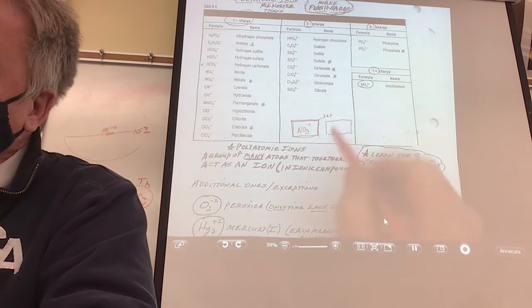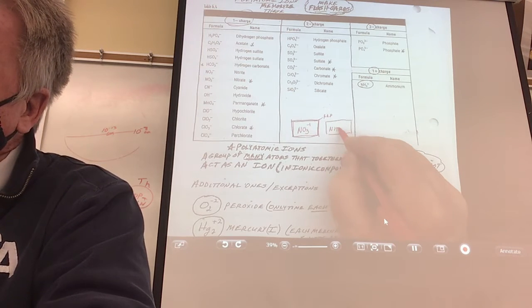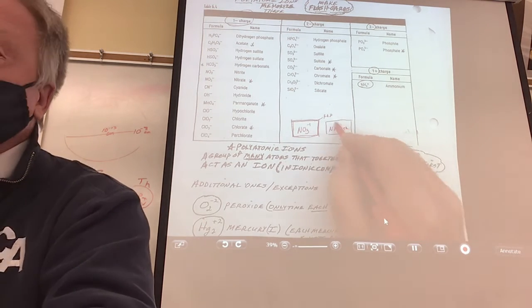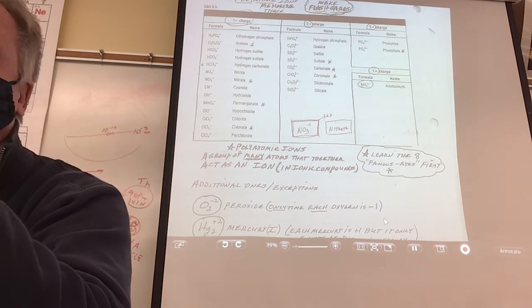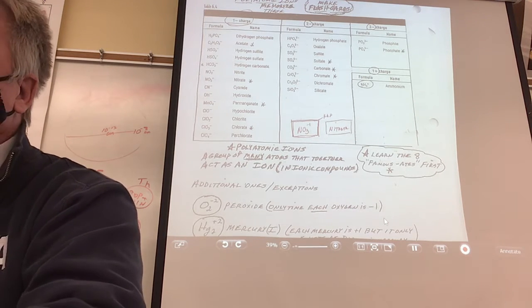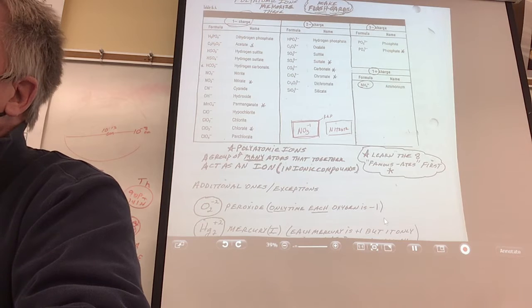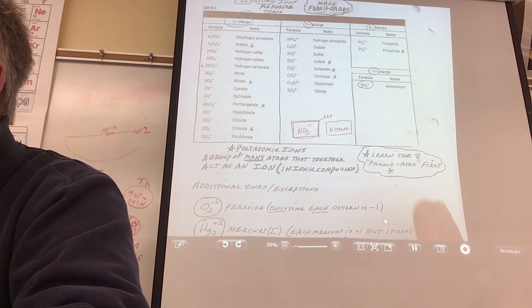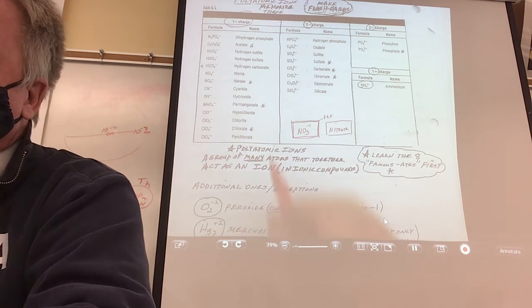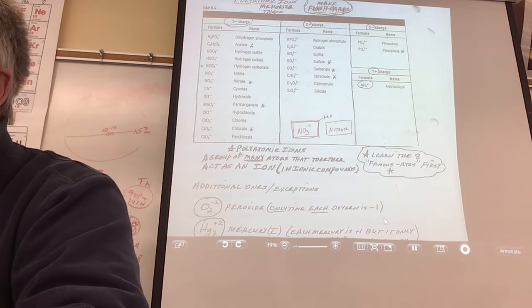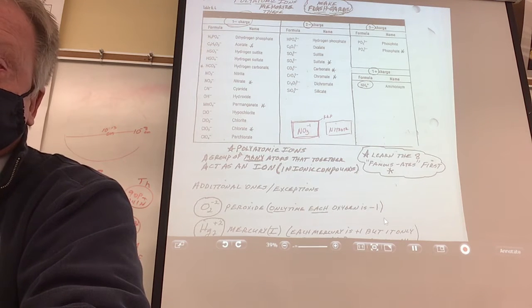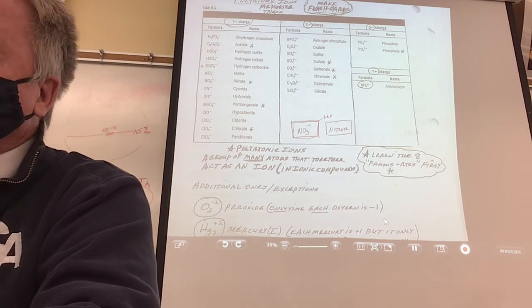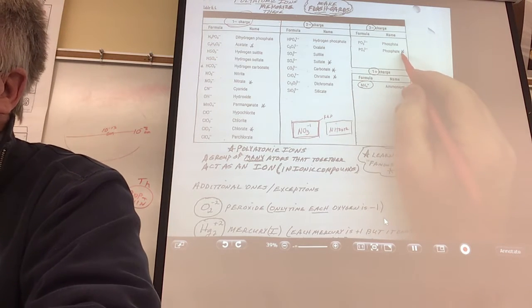You put this there, and on the back, you say what? There. Now, I'm going to help you a little bit here. Here's what I would do if I had to start memorizing 30 polyatomic ions. The first step is I put some little asterisks here. I call this the famous 8s. Okay, the famous 8s.